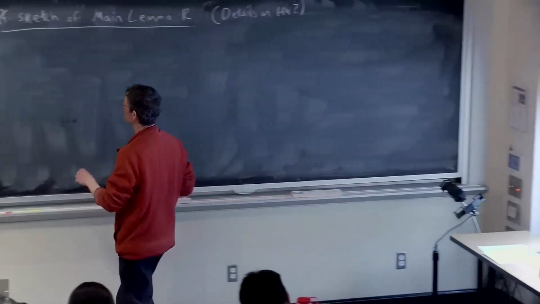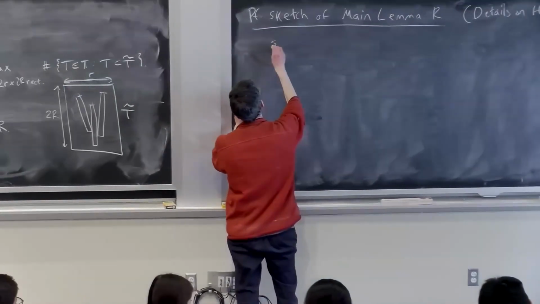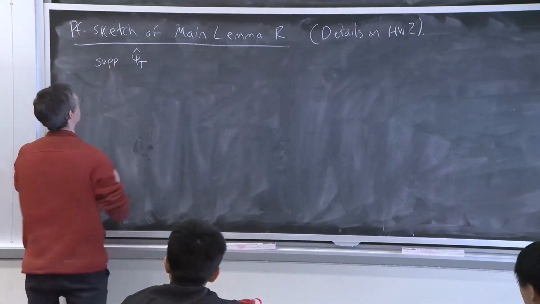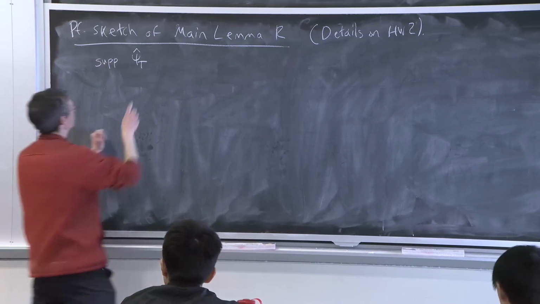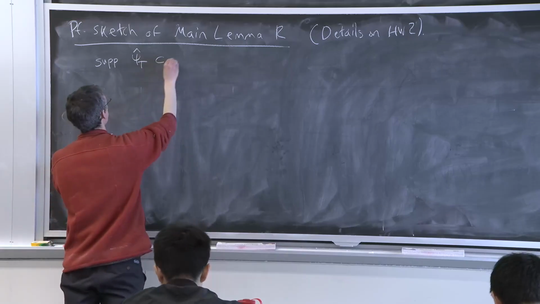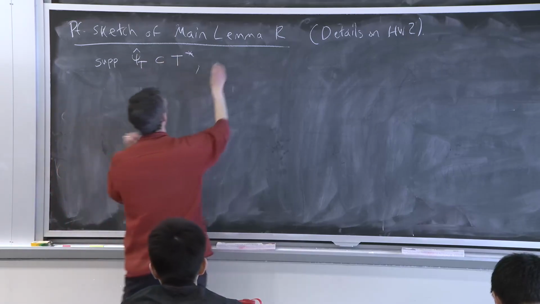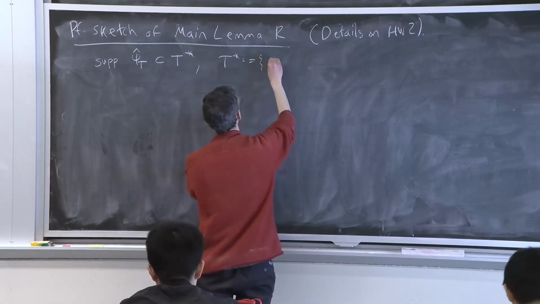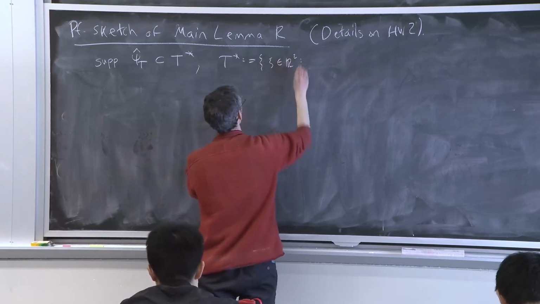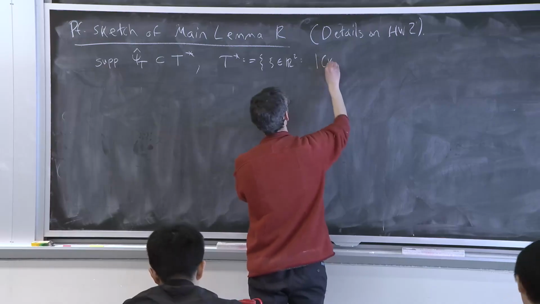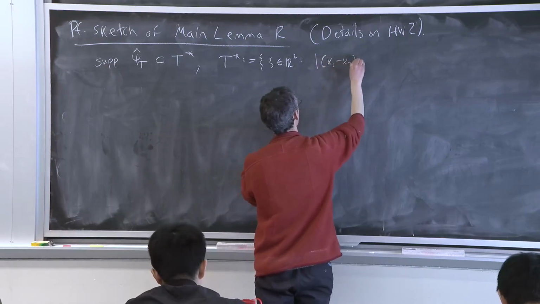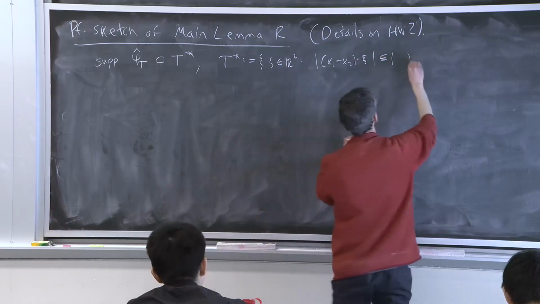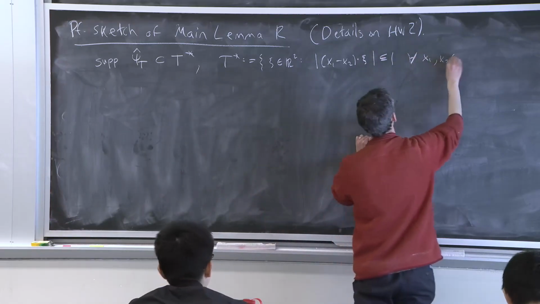OK, there's a Fourier analysis proof. An important character is that we'll take the Fourier transform of each of these, c_T hat. The support of c_T hat is going to be contained in T star, where T star is defined as follows. It's the set of xi in R^2 so that the dot product (x1 minus x2) dot xi has norm at most 1 for any x1 and x2 in T.